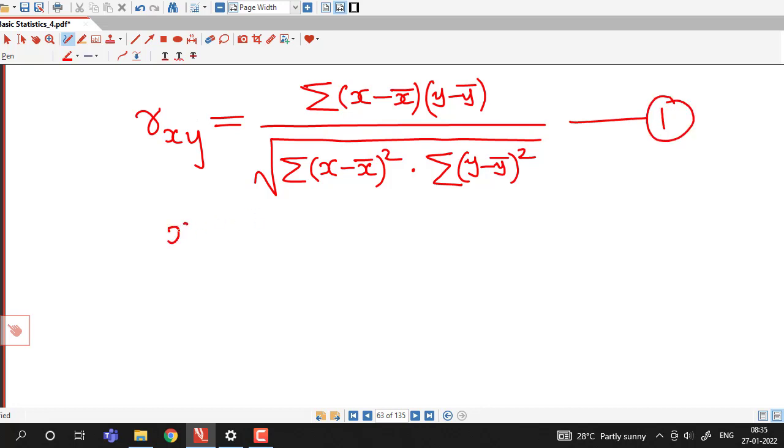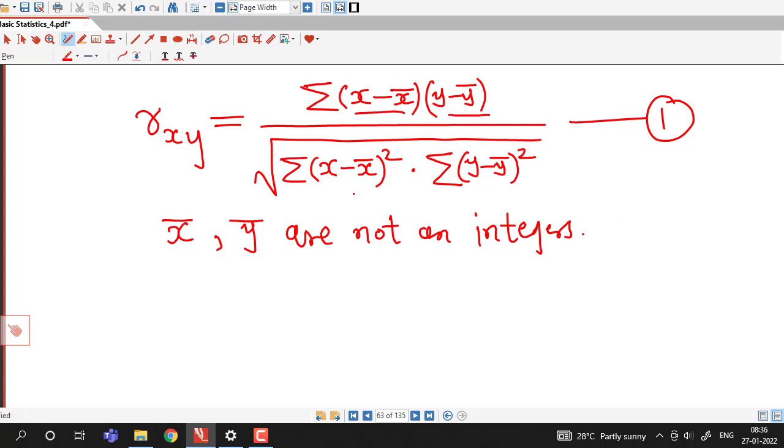Now sometimes if these sample means x bar and y bar are not integers, suppose they are fractional values, then the computations of all these values become tedious. So in that case we have another formula which we can obtain after simplifying the original formula of coefficient of correlation. We will not discuss the derivation of this formula. We will just write down the alternate formula for coefficient of correlation.